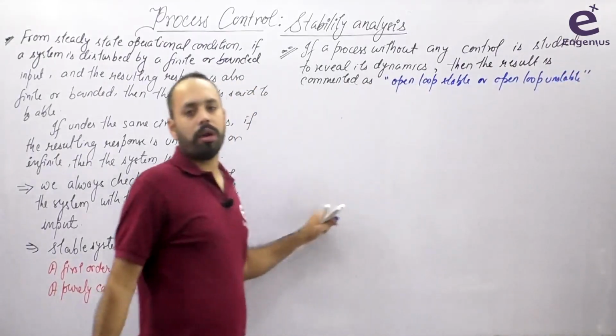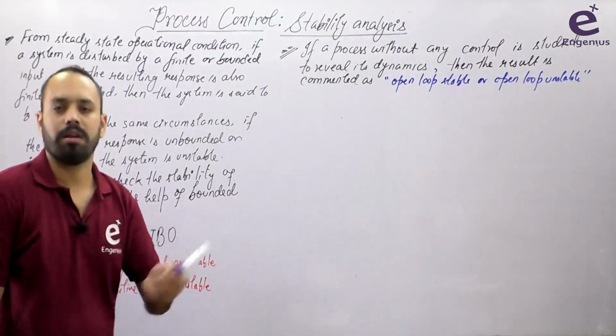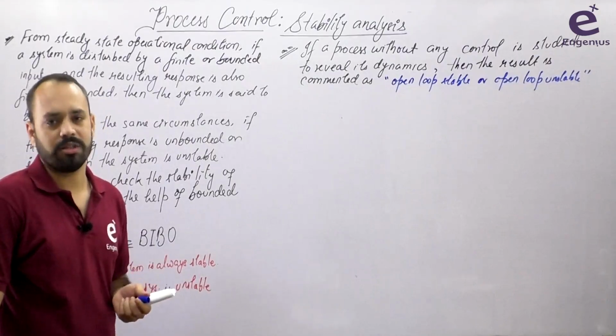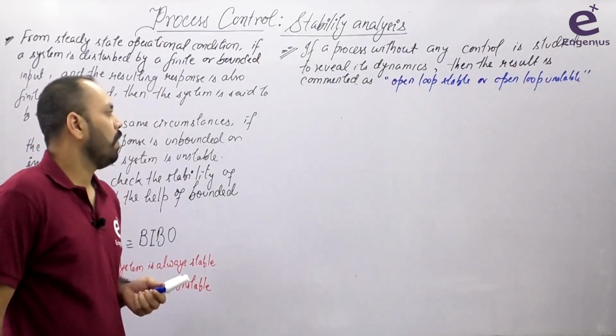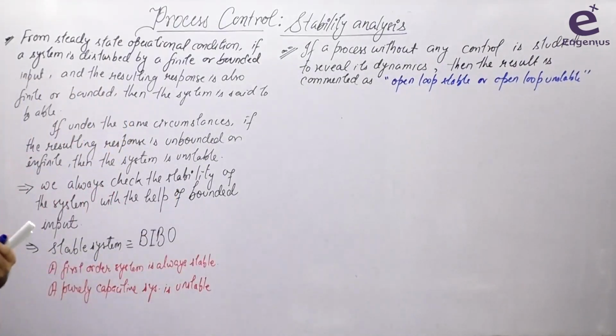If you are not having any controller, or suppose a controller is there but the loop is cut, the closed loop feedback path is cut. In that case, if you are checking the stability of the system, then you'll comment your result as open loop stable or open loop unstable.